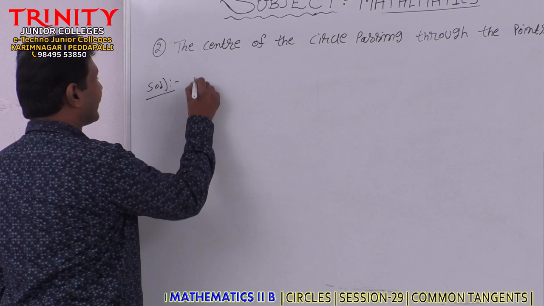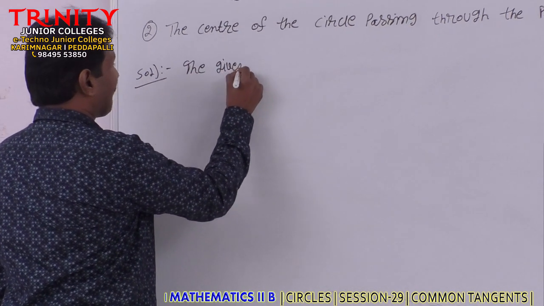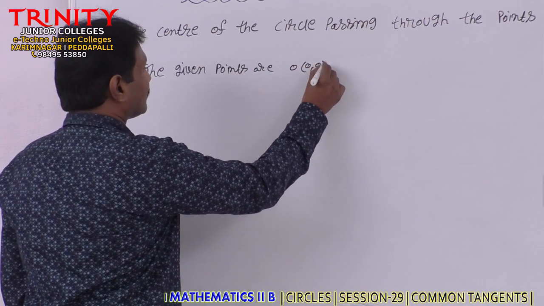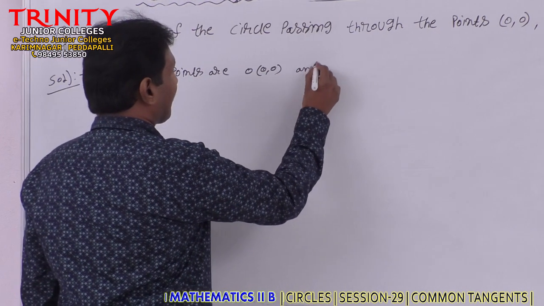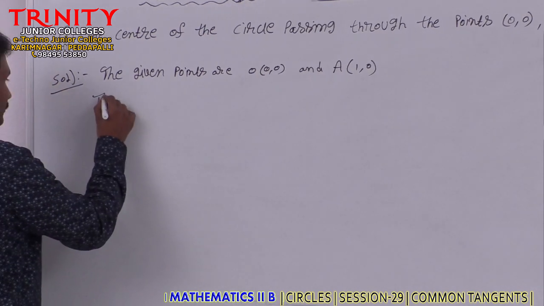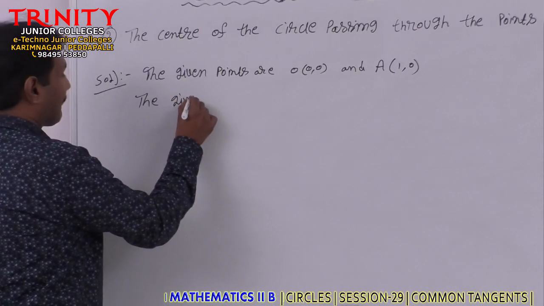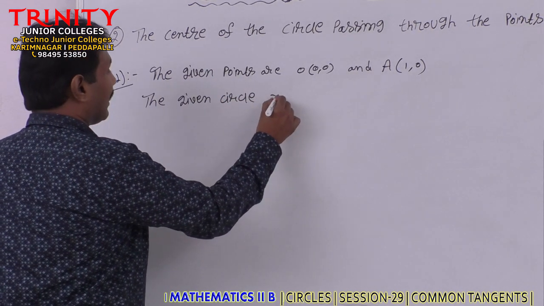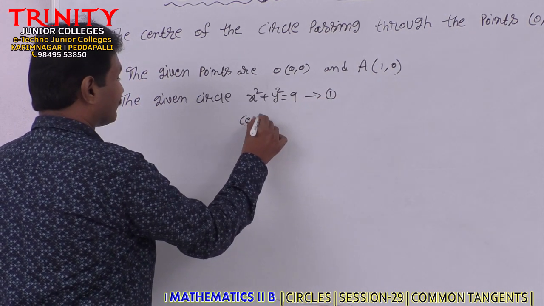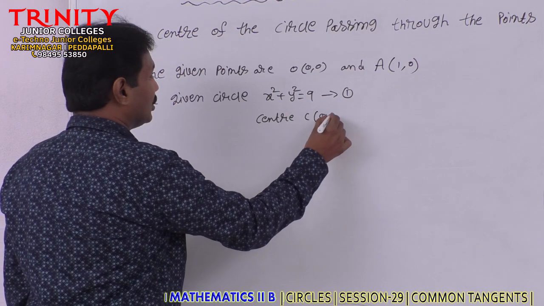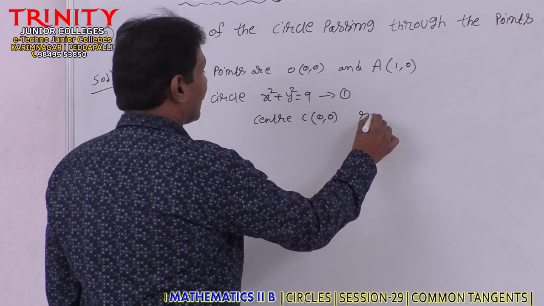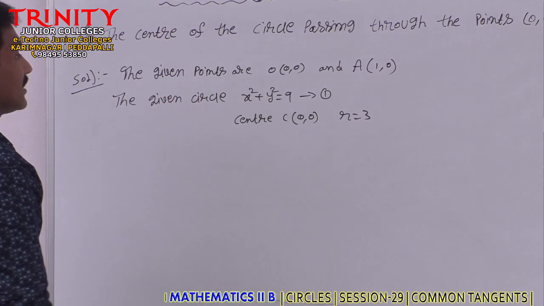Solution. The given points are O 0, 0 and A 1, 0. The given circle x square plus y square equal to 9. This is equation 1. Center C 0, 0, radius r equal to 3.